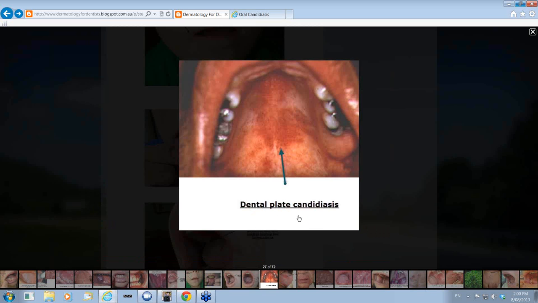This was a picture of dental plate candidiasis. Remember that it looks red and looks atrophic, so it may come up as part of your differential of erythroplakia. But swab this and you will in fact grow candida.